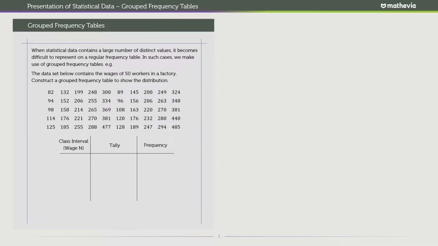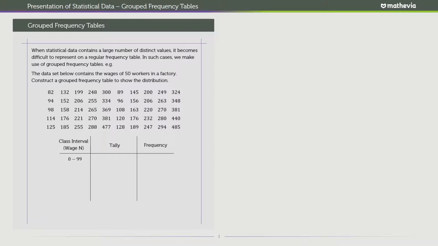Okay, and here is our grouped frequency table. We start with class intervals. Now when we group data, we call our groups class intervals, and then we have tally and frequency as usual. So what we're going to do is draw a frequency table, but then we're going to group our data. Okay, and here's how we do it.